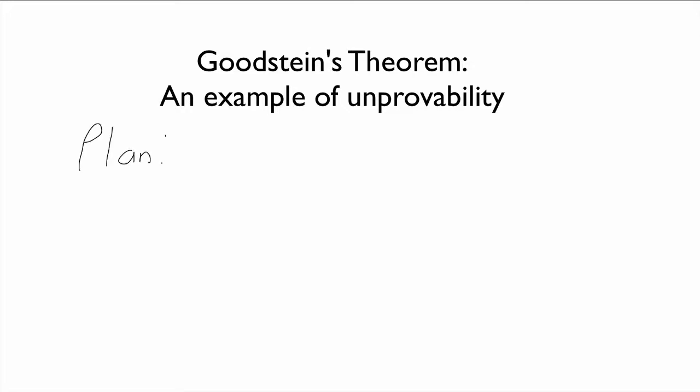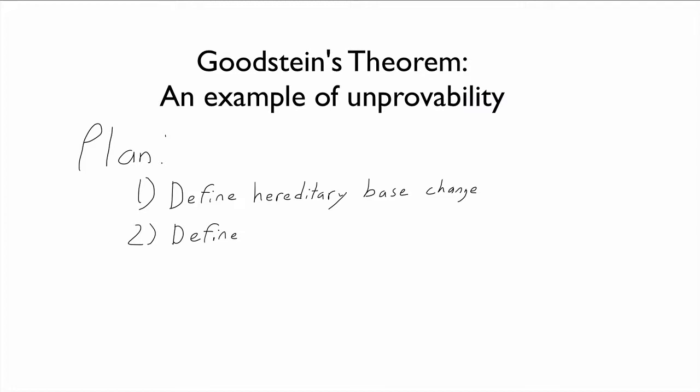I want to talk about a function called the hereditary base change that takes a number and often makes it bigger, usually much, much bigger. And once we've defined that, we'll define the Goodstein sequences, where we just alternate between applying hereditary base change and then we subtract 1. Then we apply hereditary base change and then subtract 1.